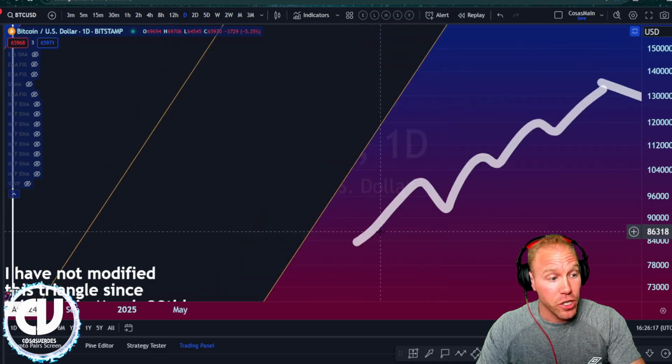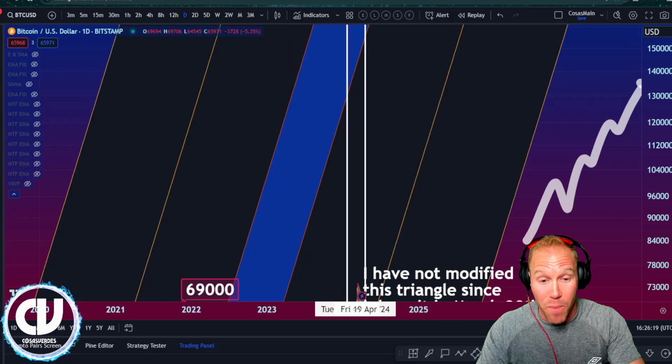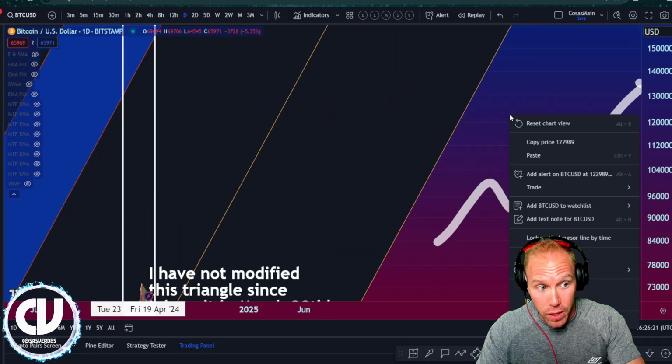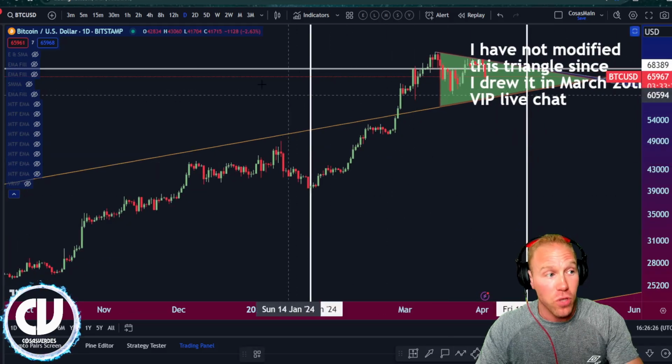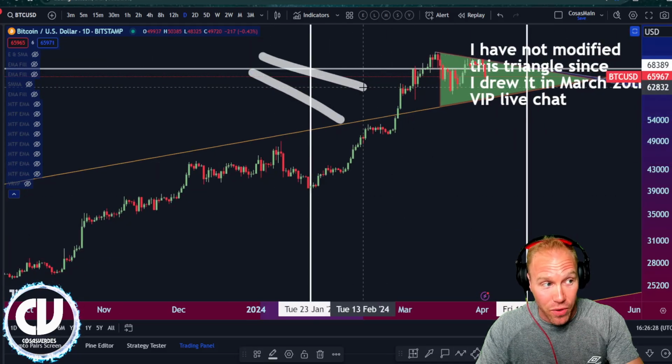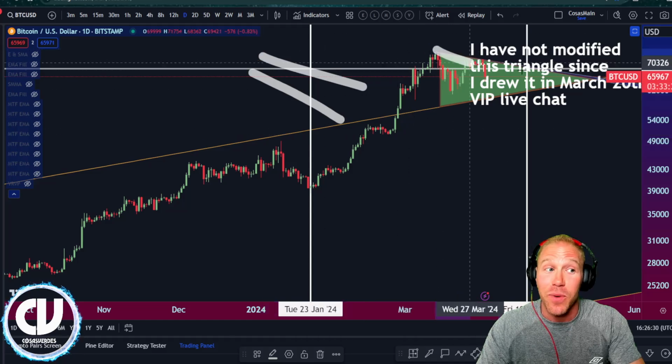Yes, can you squeeze your chart down a little bit like this and it makes it goofy? Yes, but if you right click and reset chart, it's almost always at this angle or that angle, something like that. And all I did was eyeball it.